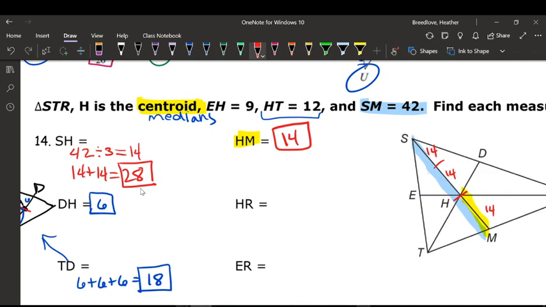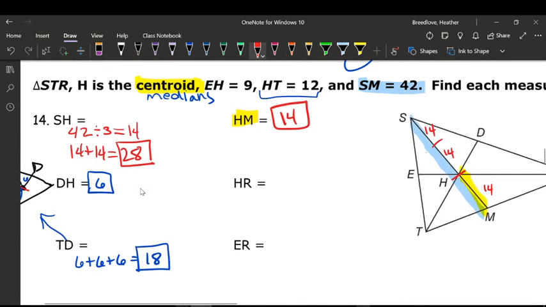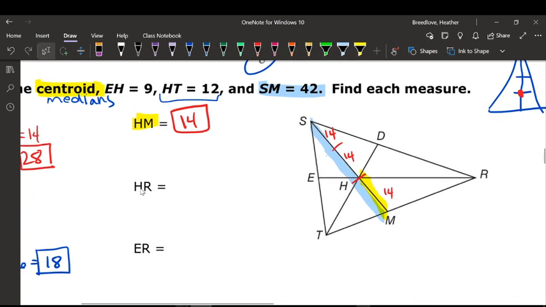HR, I haven't done anything for that one yet, have I? No, I've not. The last 2, okay. All right, so this one, HR, that's what I'm looking for. And I have that EH is 9.